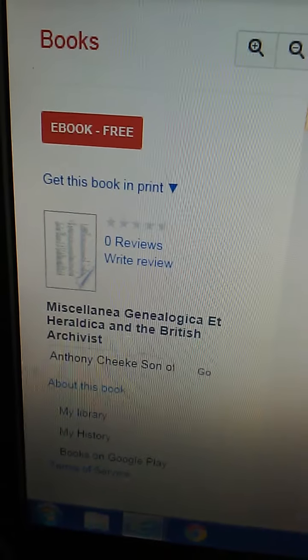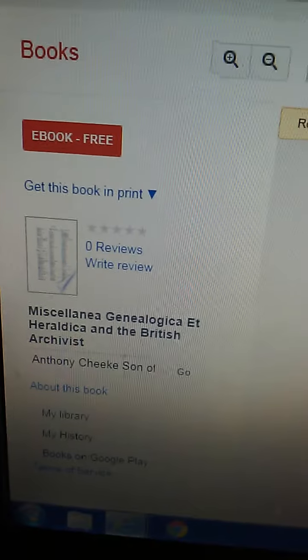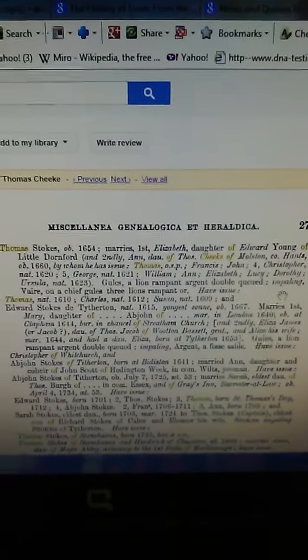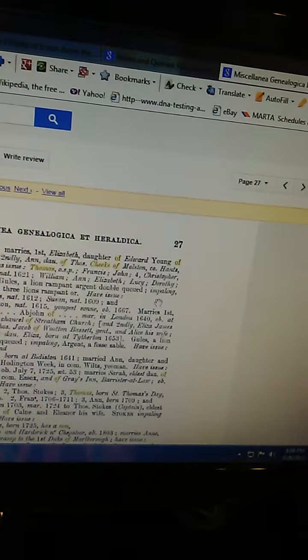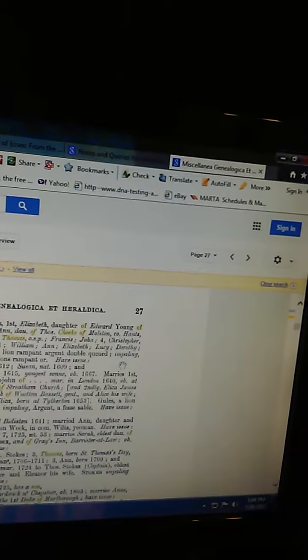And then here in this book, I'm just including this because these are other Cheeke people that may or may not be showing up in genealogies. It might help someone trace their genealogy in the Cheeke family branch. But this is Thomas Stokes, who married the daughter of, it looks like, Thomas Cheeke of Molston, County Hants. Hants is, well, I'll have to think about that. It's not coming right to me. But it tells you that she had children with him, and it gives you the crest. So there was an Anne Cheeke, daughter of Thomas Cheeke of Molston and Hants.